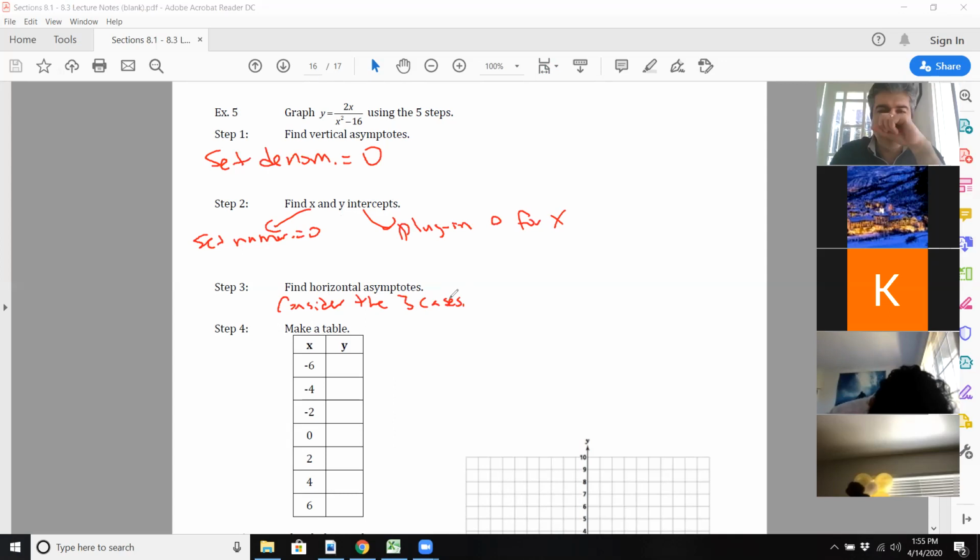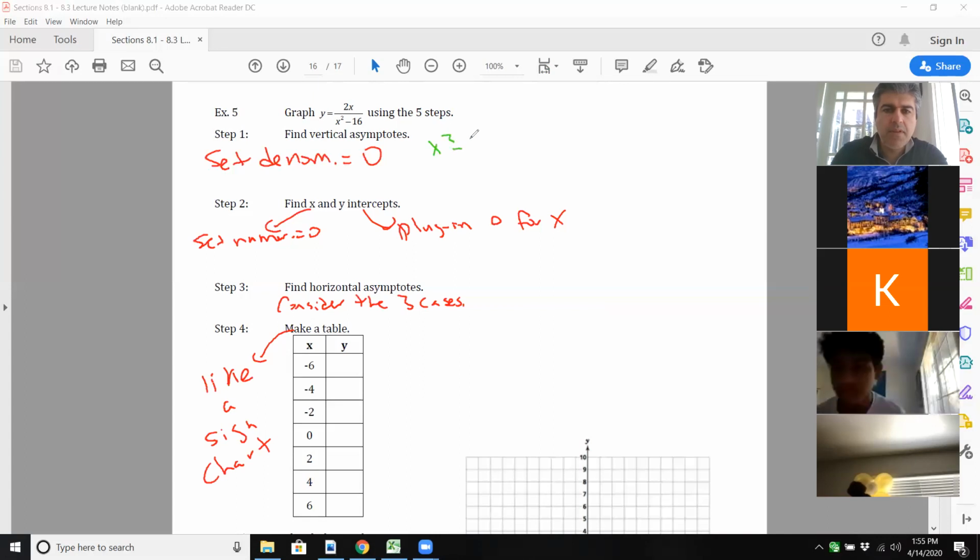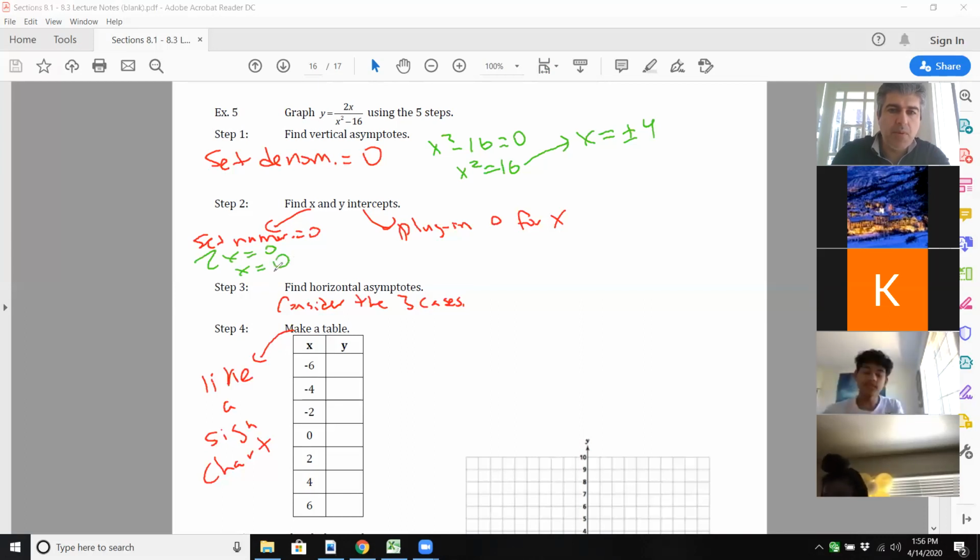And then we'll do a little table here, which is kind of like the sign chart. So you would get that for vertical asymptotes. For here, set the numerator equal to 0. So that's going to be the x-intercept, because that's where y will be 0. You put in 0 for x, you're going to get the same thing as you did for the x-intercepts.